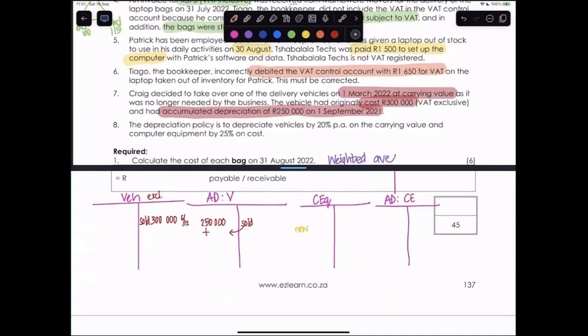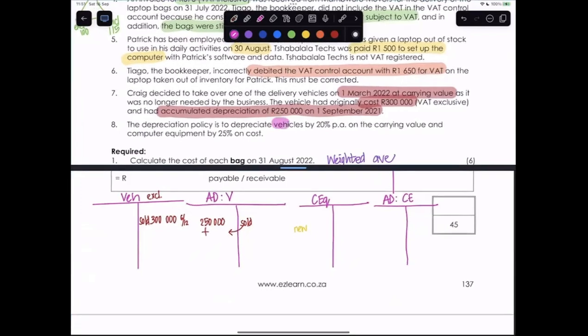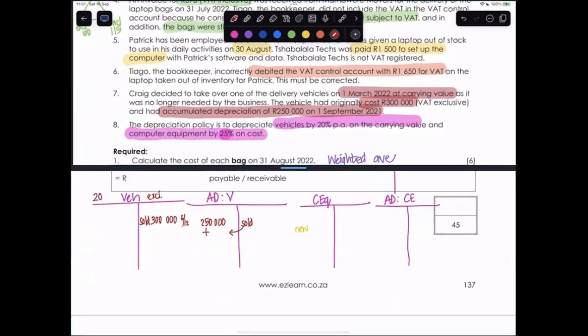The depreciation policy is to depreciate vehicles by 20% per annum on the carrying value, and computer equipment 25% on cost. I would immediately make a note over here. Vehicles is 20% on carrying value, and equipment is 25% on the cost price.